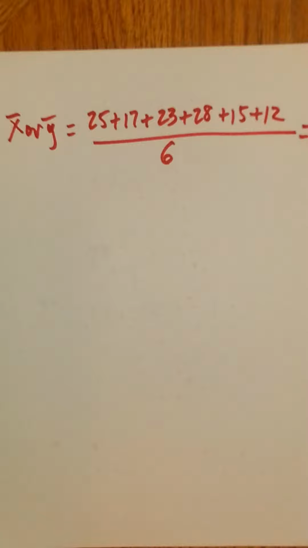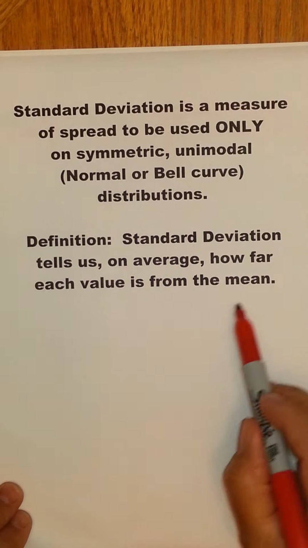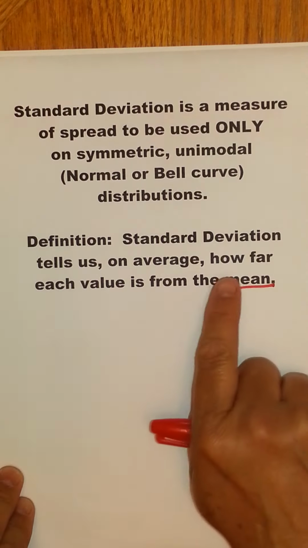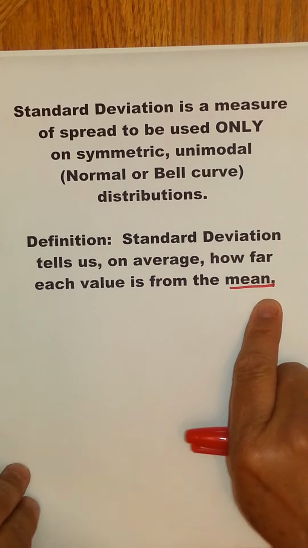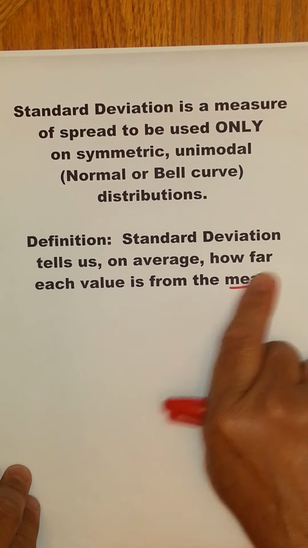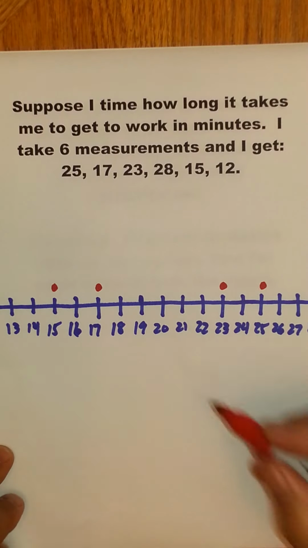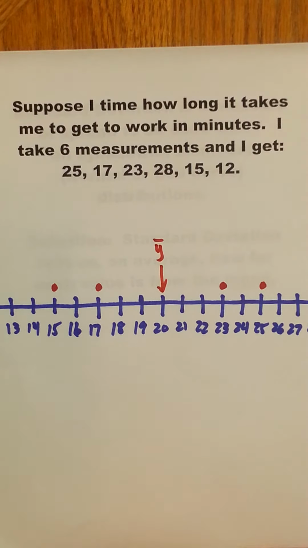Now, let's take a look at that definition again. So we found the mean. All right. Now let's take a look at what it's asking us to do. It says, on average, how far each value is from the mean. So we then want to know distances, how far each value is from the mean. So if we look at our number line and put our mean on here, our mean came out to be 20.